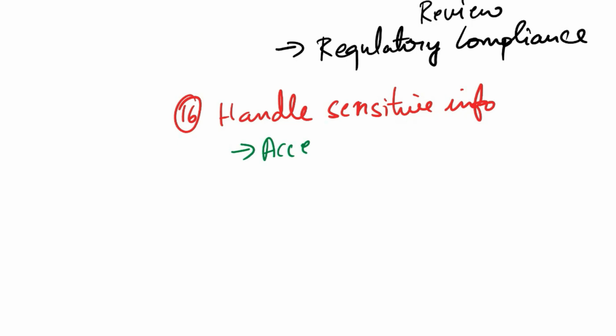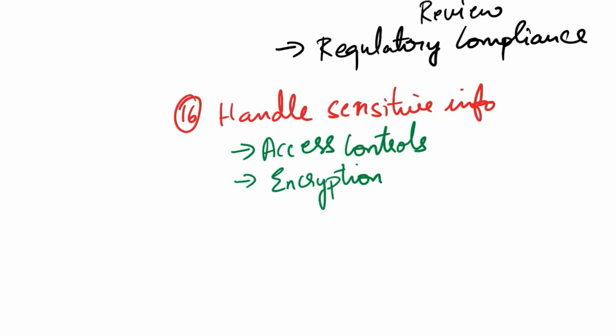First, access controls. Implement strict access controls to limit access to sensitive information only to authorized personnel involved directly in the audit. Use role based access to ensure that individuals have the minimum necessary permissions. Next, encryption. Utilize encryption for sensitive data both in transit and at rest. This helps protect information from unauthorized access or interception, especially when transferring data between systems or storing it on devices.